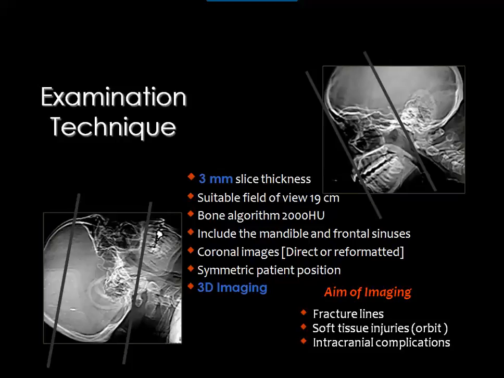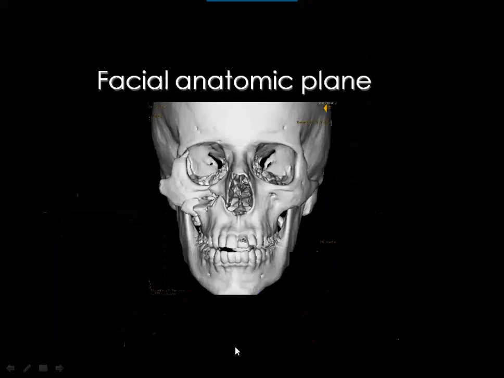And you remember that I always mention that 3D imaging is almost of no value anywhere in the body except in the maxillofacial area. We aim from imaging to detect the fracture lines, to detect soft tissue injuries, especially of the orbit, and to look at whether there is any intracranial abnormality.